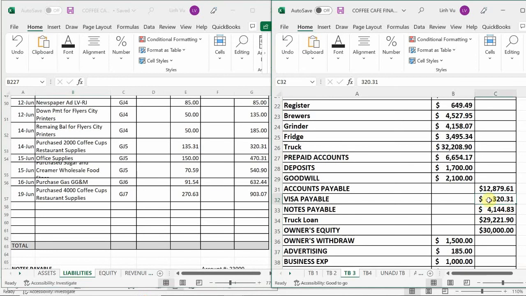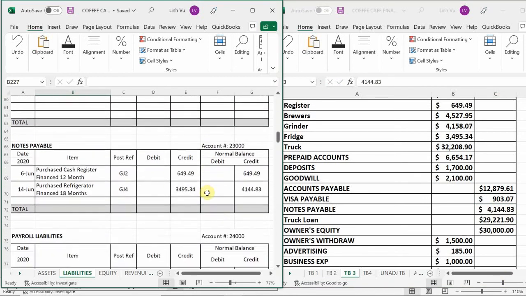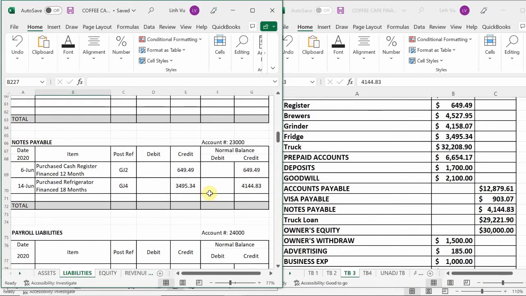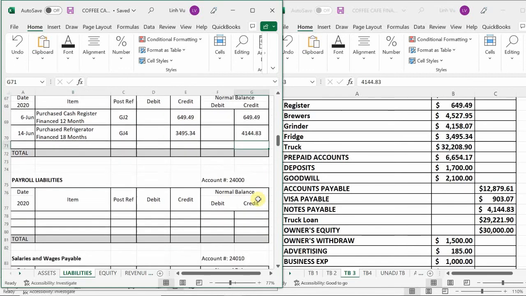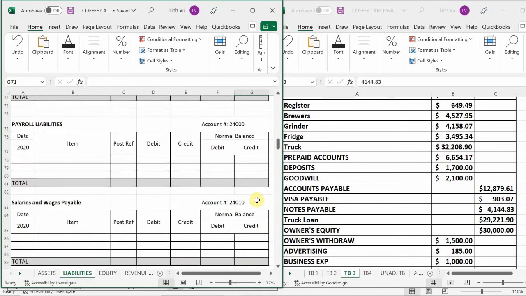$903.07. Wow, we went from $300 to $900. So we spent a lot of money there. Okay. What about my notes payable? Still the same. It's still that $4,144.83. Okay.